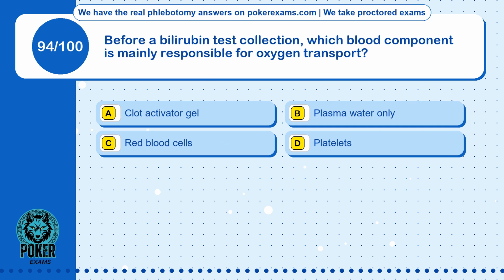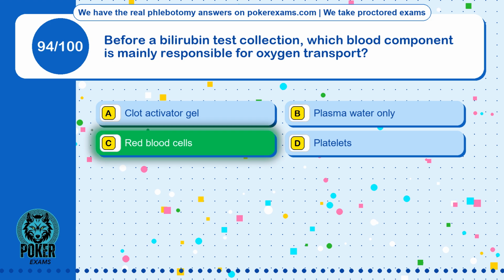Question 94. Before a bilirubin test collection, which blood component is mainly responsible for oxygen transport? Option A, clot activator gel. Option B, plasma water only. Option C, red blood cells. Option D, platelets. The correct answer is option C.